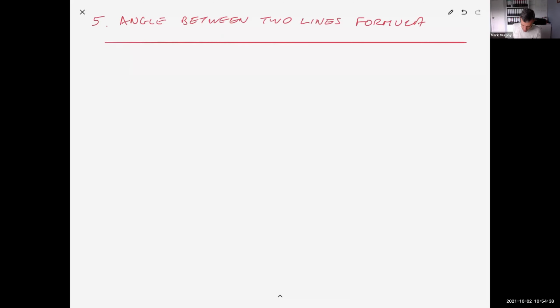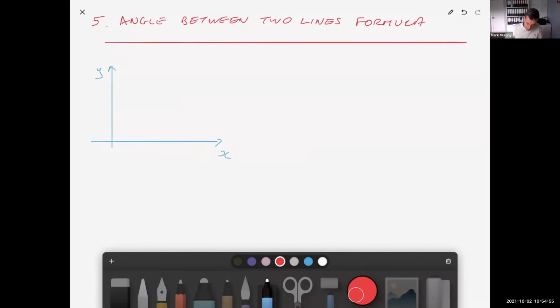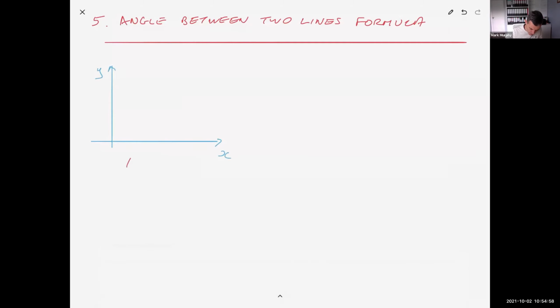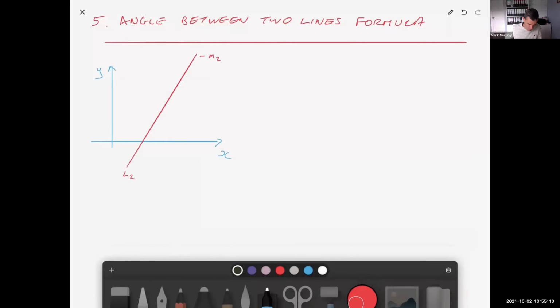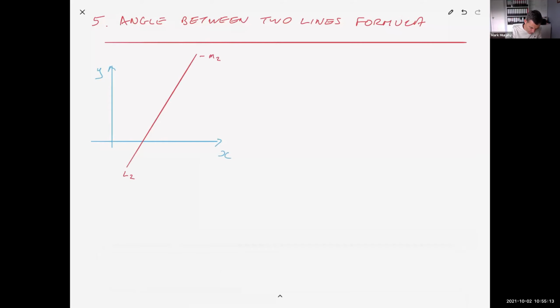Okay, so I just draw a graph again. And let's pick 2 lines. We'll be using a lot of slopes here now, so remember that from chapter 1. So we call that L2, and this has a slope of M2. Okay, and we draw another line, and we call it L1. So let's call this line 1, and this has a slope of M1, right?